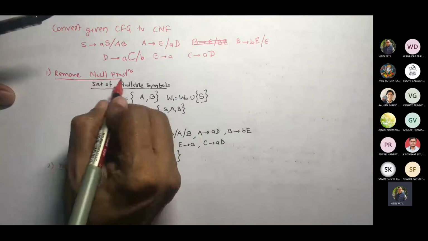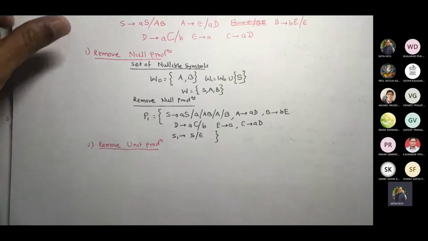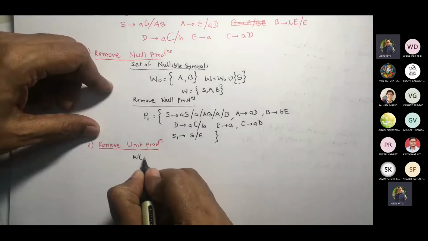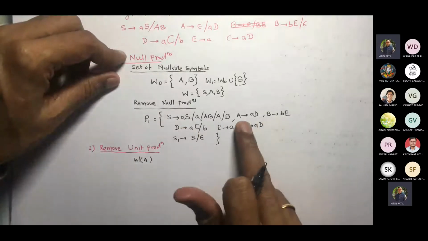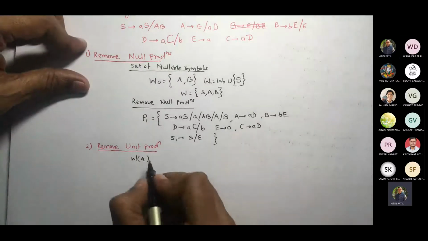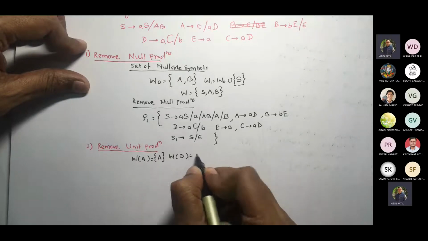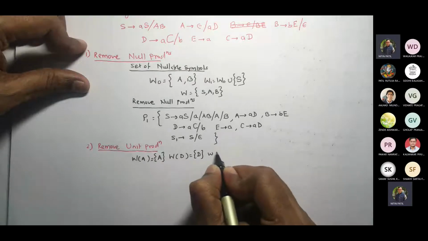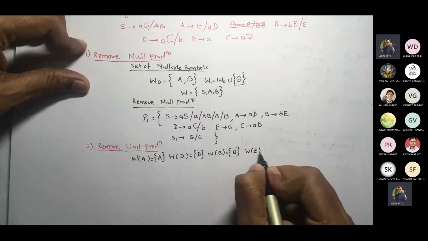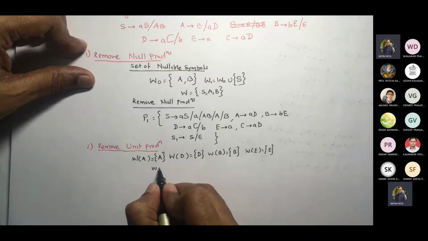So what do you do now? You have to construct what? W for each, the chain rule for each. So W of A. Do we see any unit production for A, B, D, E, and C? Do you see any unit production? No. So we will write W of A, W of D, W of B, W of E. Correct?